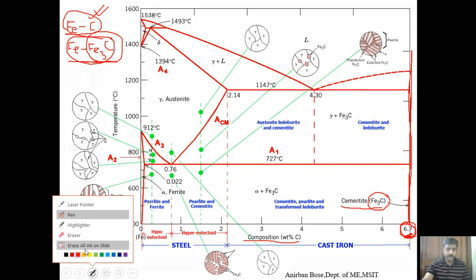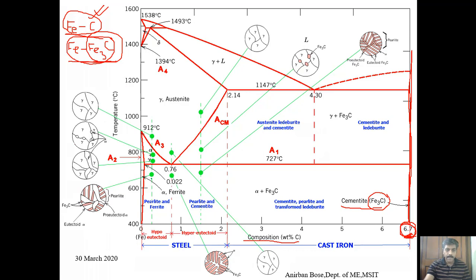So let us take some other colors, say green color. Now first of all, look at this portion of the diagram. You have to remember this temperature. What is this temperature? This temperature is the melting point of iron, pure iron. This point corresponds to pure iron. 0% carbon means pure iron.